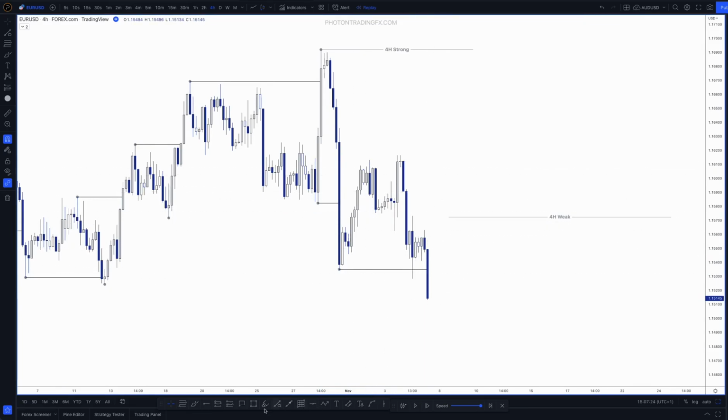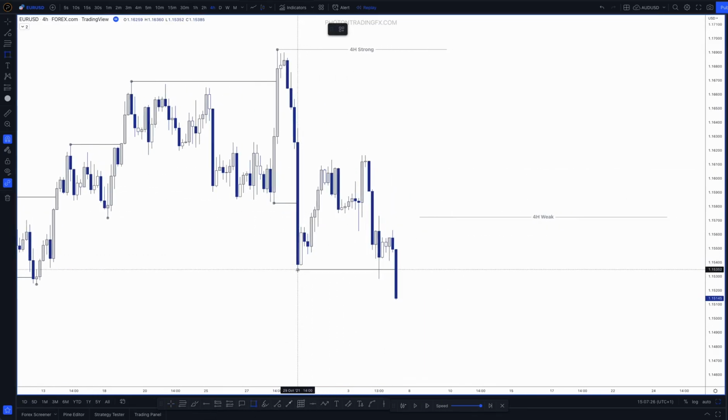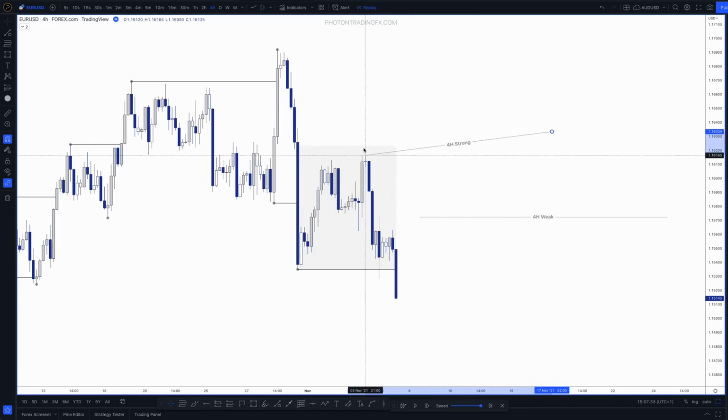Now, where's the highest point that took out this low? Again, if you're ever confused, draw a box from the low to where it's broken and then drag it up. And you can see, right? This is our new highest point in that box. Okay, it's actually just here, I believe, yeah. And that becomes our new swing high. Again, you can put your pretty little circle.